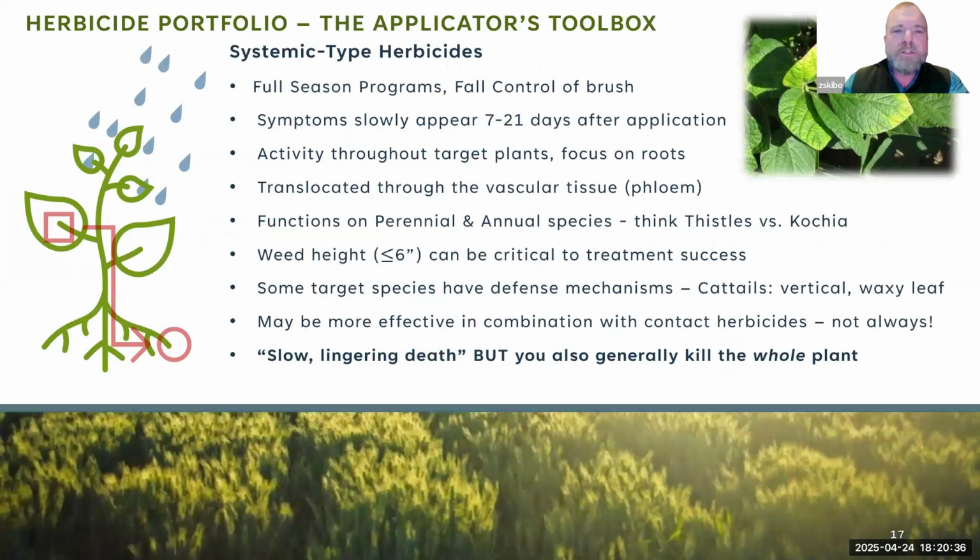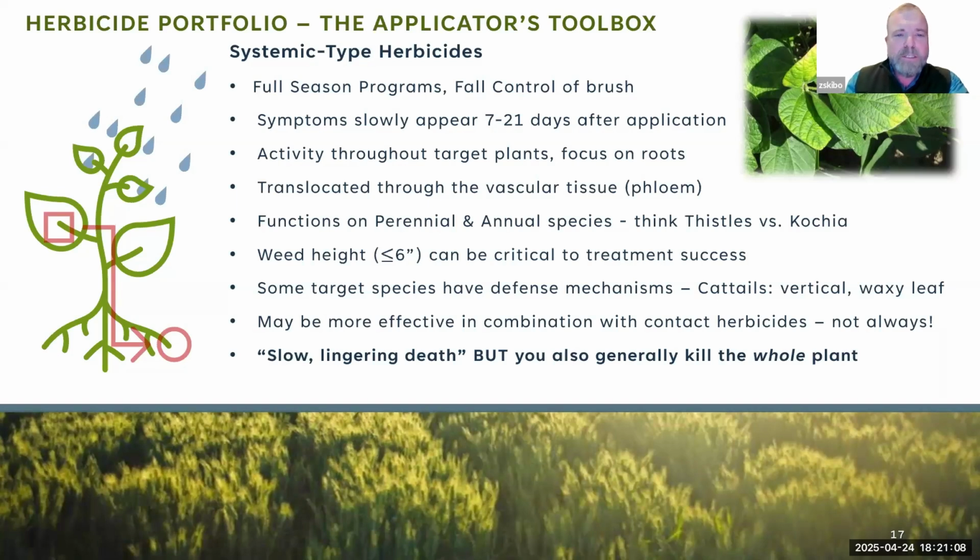Now, this is in contrast to the systemic type herbicides. Systemics, you're generally not going to utilize them on annual weed species because you can effectively manage them with lower cost contact type herbicides. But for your biennials and perennials, so again, thistles, those sort of species, systemics are the way to go. Now, as I mentioned, the symptoms are usually going to be slow to appear, so 7 to 21 days, as opposed to 1 to 3 days for contact herbicides.